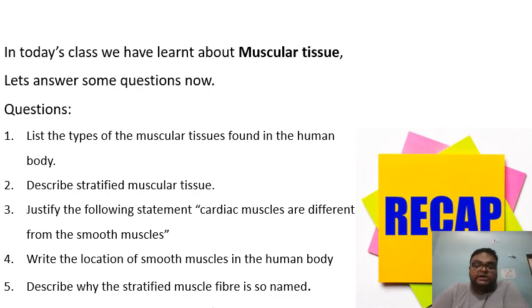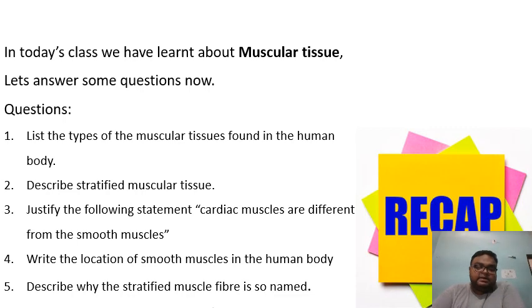The second question says, describe stratified muscular tissue. As we have studied, which type of tissue is it? Yes, it is the voluntary muscle. Very good. It is also known as the skeletal muscle. It has alternate dark and light banding, and that's why it is called the stratified muscular tissue.